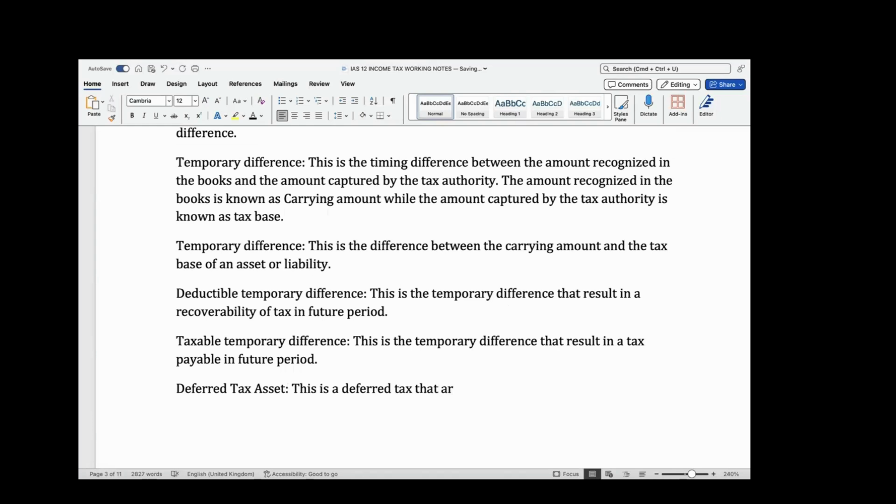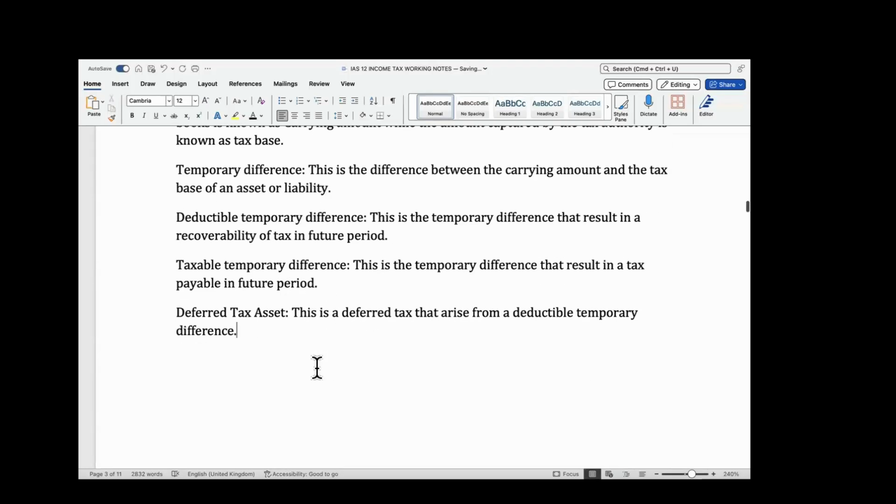that arises from a deductible temporary difference. So deferred tax assets is a deferred tax, or let me call it this, a tax that is recoverable in respect of a deductible temporary difference.